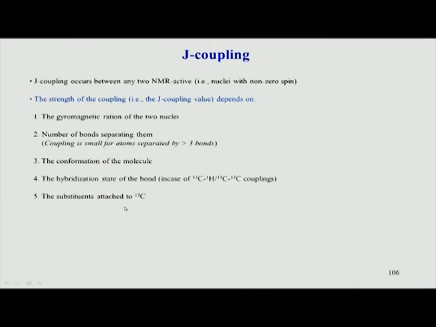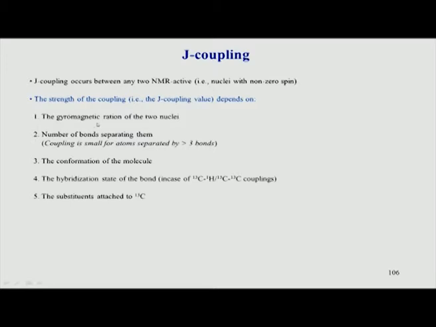So, we do not see them in the spectrum. J coupling actually depends on many factors, just like we saw in the case of chemical shifts, and a few factors are listed here. Of course, it is not straightforward to calculate J coupling in any particular molecule. There are a lot of software programs and some electronic calculations have to be done, but nevertheless some basic rules of thumb are there.